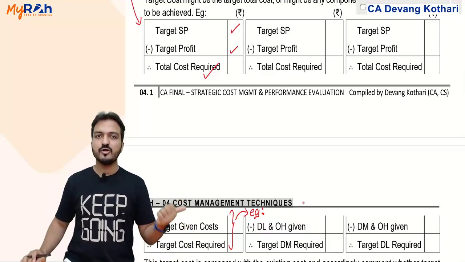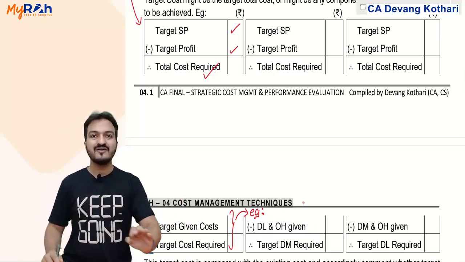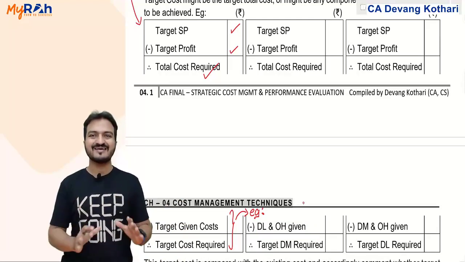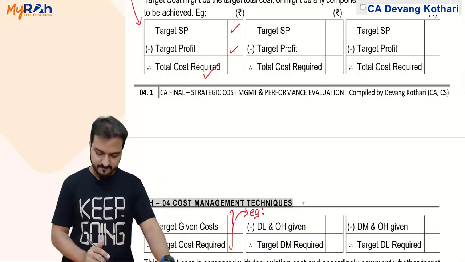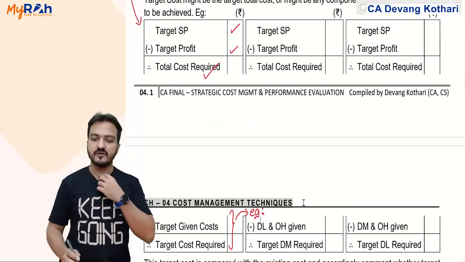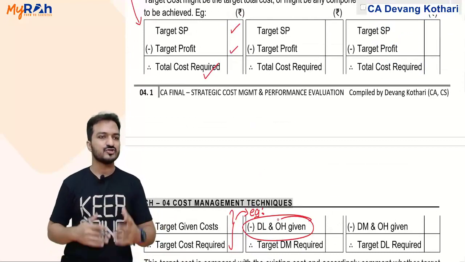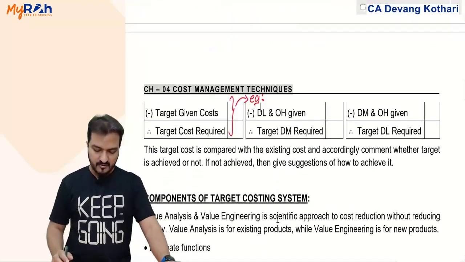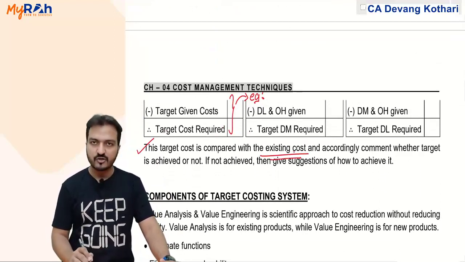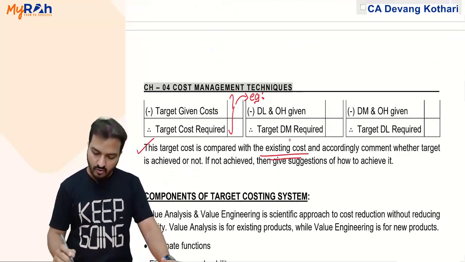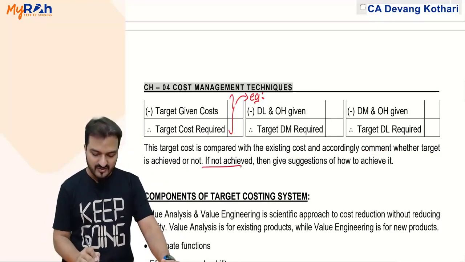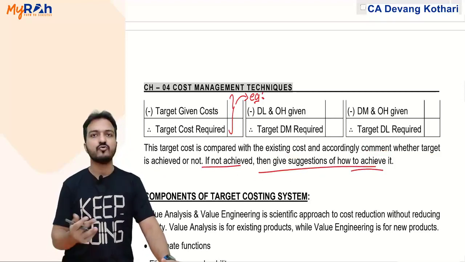Okay, this format is the one which you follow in all practical questions of target costing. Yes, most target costing practicals can be done by this logic. Only thing is, in different questions there might be different items of cost which are given. This target cost is then compared with the existing cost, meaning actual cost, and accordingly comment whether the target is achieved or not. If not achieved, then give suggestions of how to achieve it.